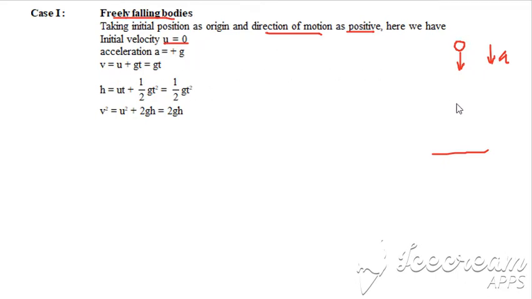At any time t, velocity of the particle will be vertically downside, which is positive. So v is equal to u plus at from the first equation. This will lead to a simplified equation, v is equal to gt. So that's the one equation we are going to use to solve the problem in case of free falling bodies.